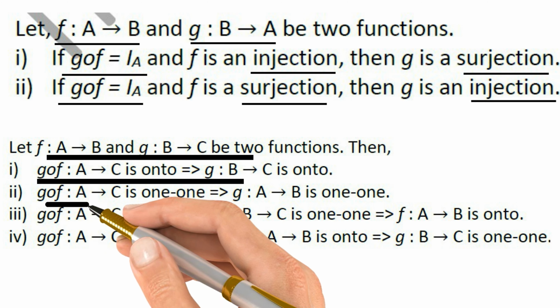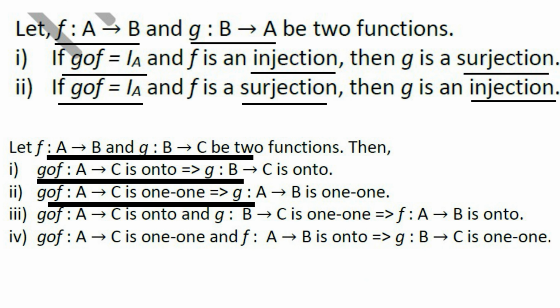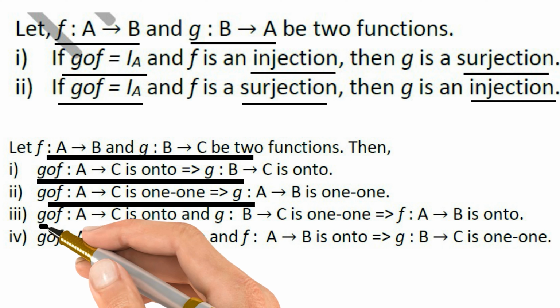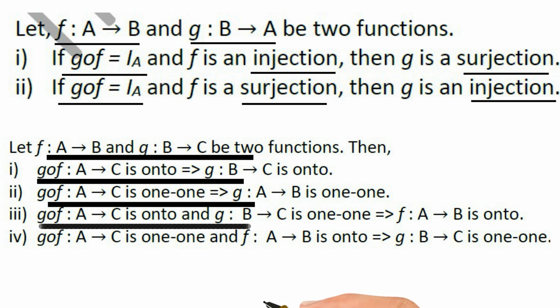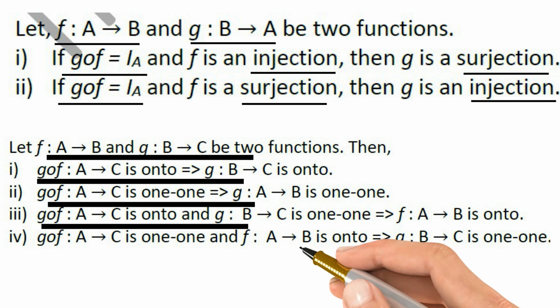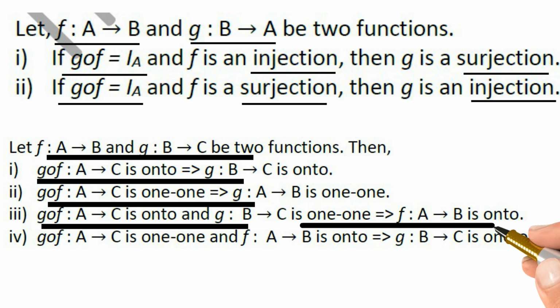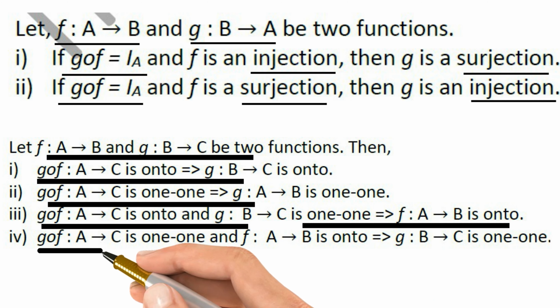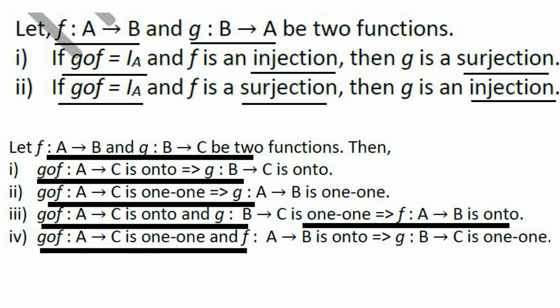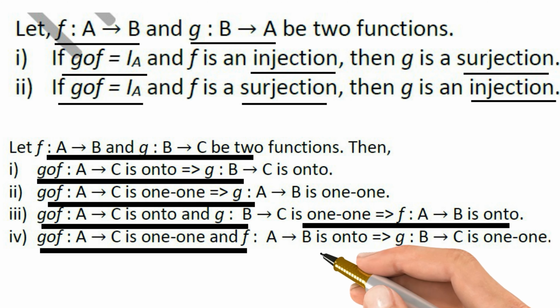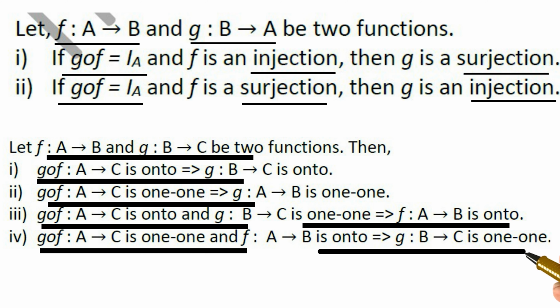gof from A to C is one-one will imply f from A to B is one-one. gof from A to C is onto and g from B to C is one-one will imply f from A to B is onto. gof from A to C is one-one and f from A to B is onto will imply g from B to C is one-one. This was all about functions.